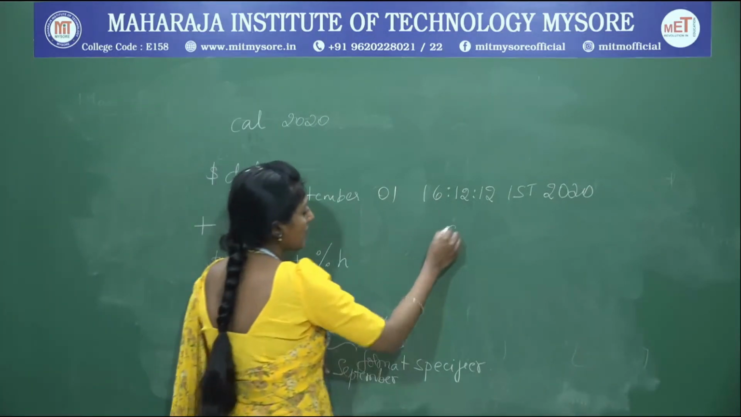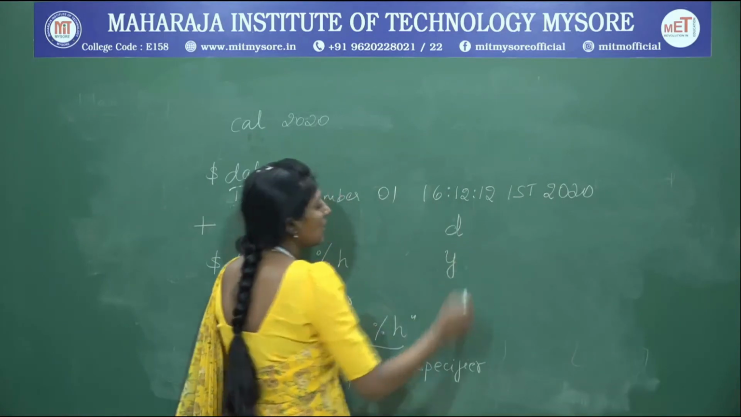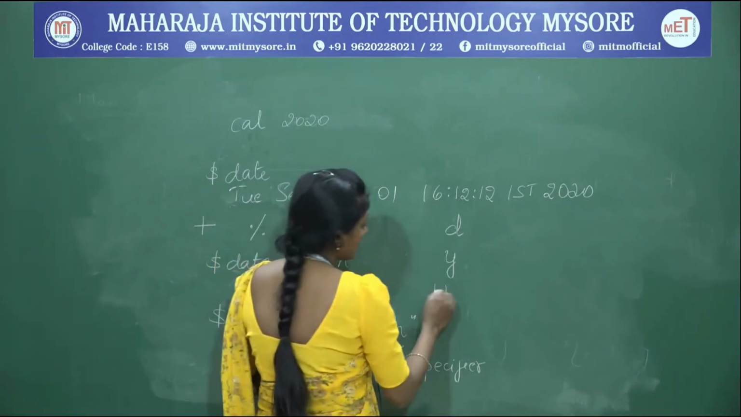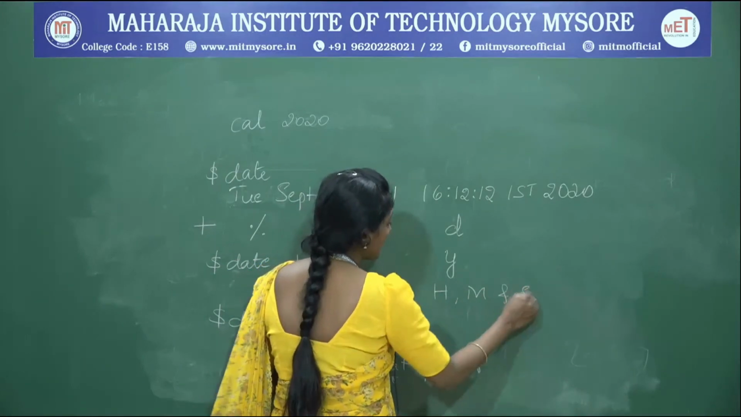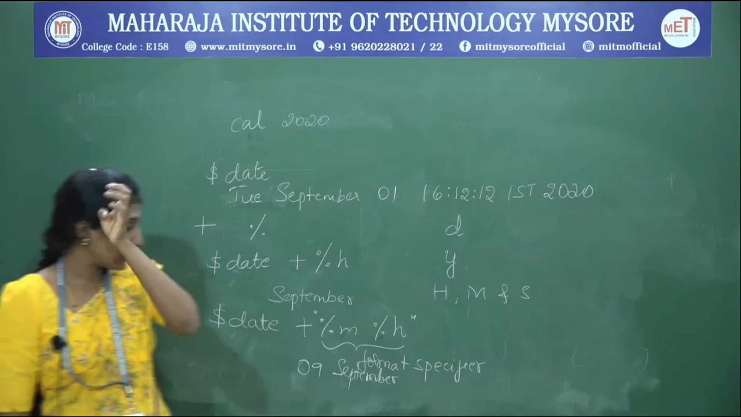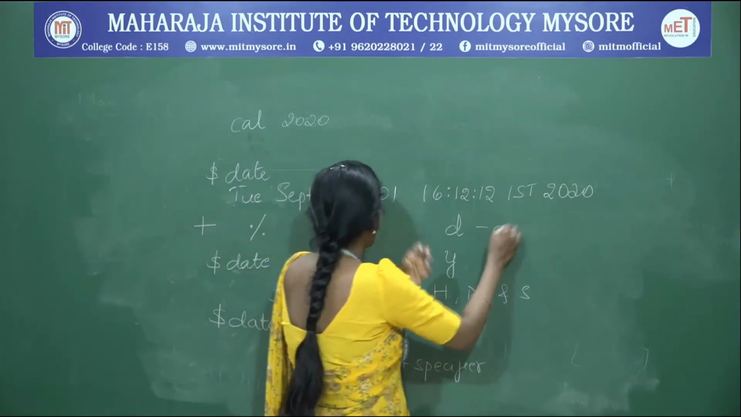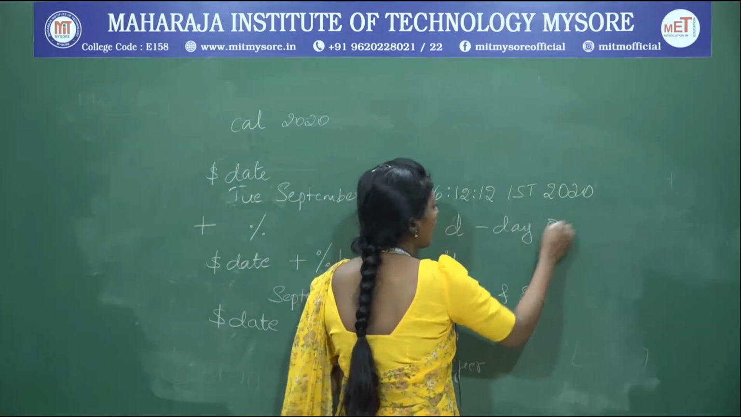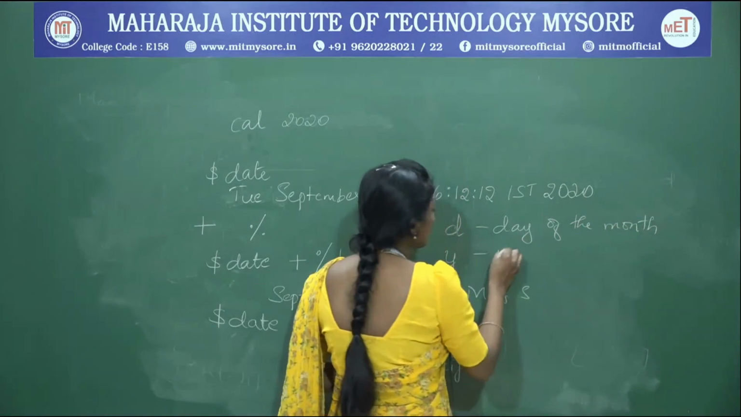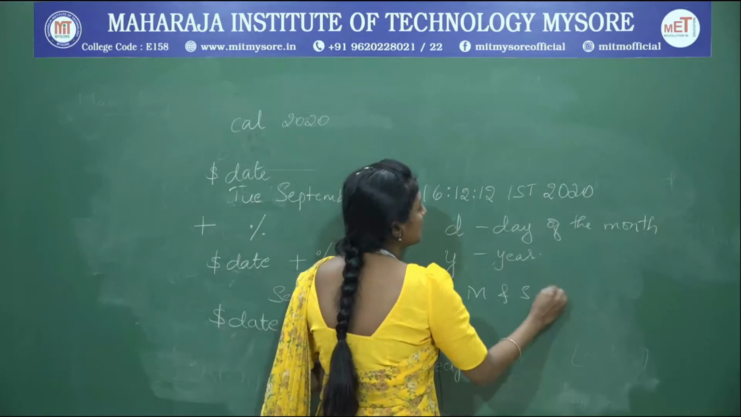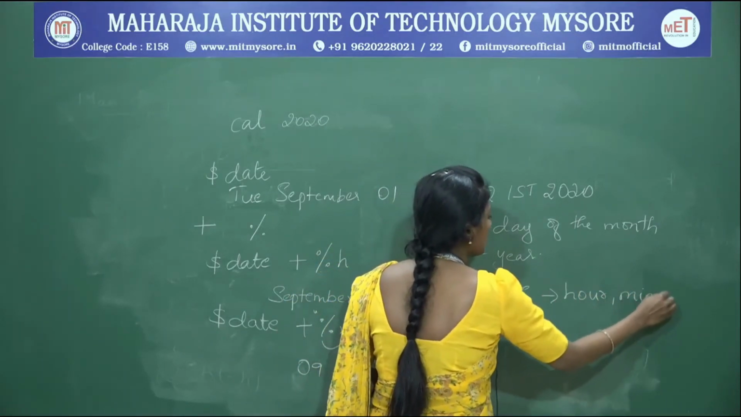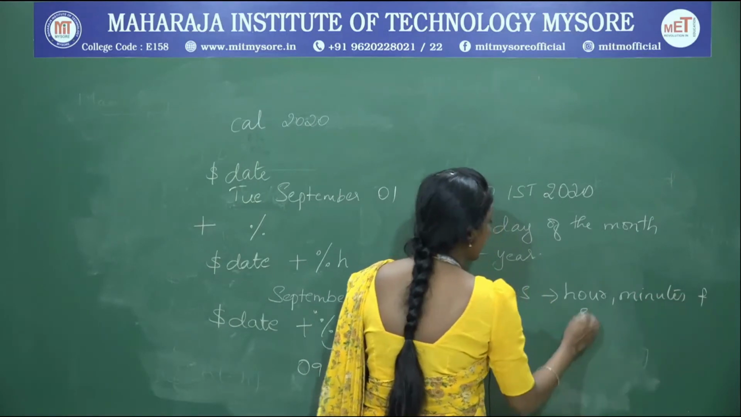Likewise we do have format specifiers for others also. One of the format specifiers is d. We do have one more, that is Y. Next we do have H, M and S. d represents the day of the month, so this is going to display the day of the month. Y is going to display the year. And H, M, S display the hour, minutes and seconds.